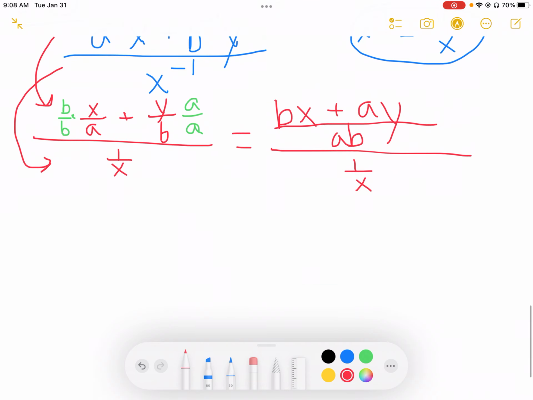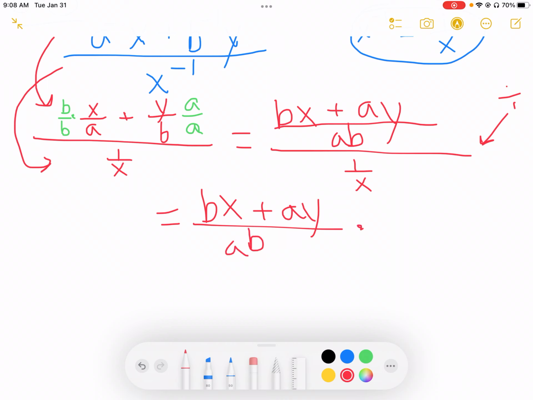And then finally, what is this fraction bar here? It's a division sign. So instead of dividing, I like to use my fingers here and just flip my fingers to show that I'm flipping the 1 over x to be x over 1. But let's go ahead and just write what it looked like. It looked like bx plus ay over ab multiplied by x over 1.